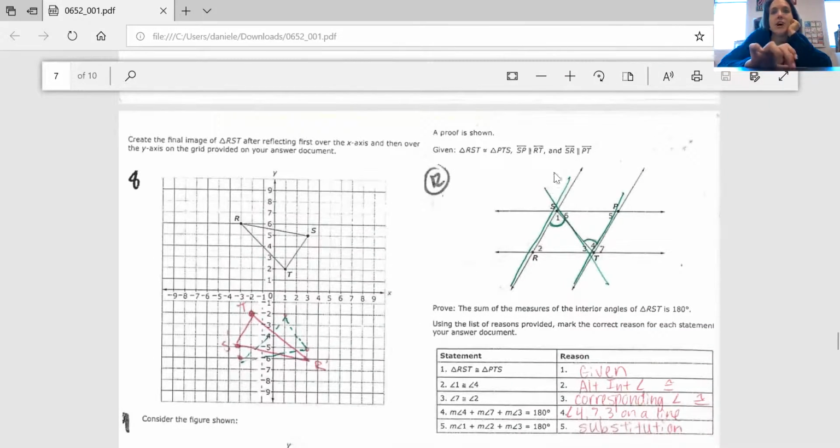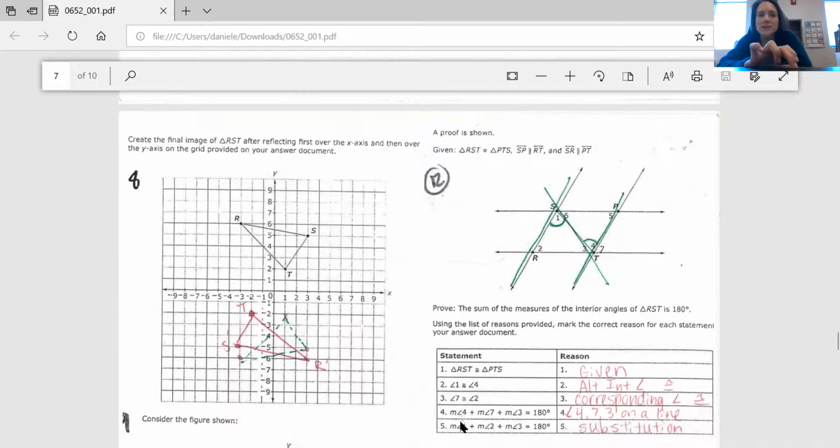Biggest thing I can tell you guys is mark what they tell you. I have these parallel lines, so I know that first statement because it's given. I know 1 and 4 go together because they're alternate interior angles. I can look at where 7 and 2 are and see their corresponding angles. I know that 4, 7, and 3 are going to add up to 180 because they make a straight line. They make a straight angle.